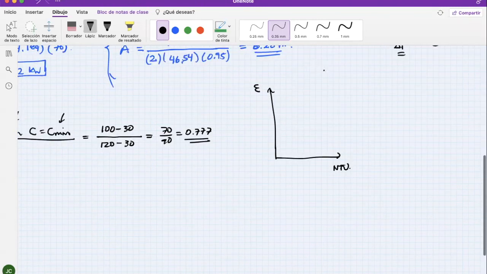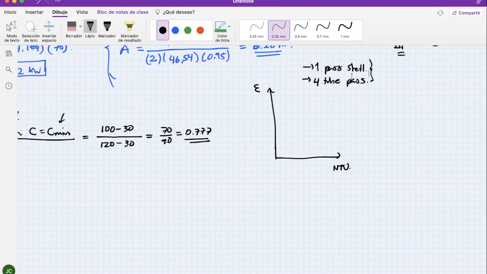Remember that this one is 1 shell pass and 4 tube passes. I'm sorry, I need to put that. This is important: one pass doesn't mean anything until you say which pass you are talking about. So in this case, it's 1 shell, 4 tube passes. I'm sorry, I said that the wrong way. There are no 4 tubes. I don't know how many tubes there are. I'm just saying the tubes pass 4 times inside the shell. You need to be careful with the language.